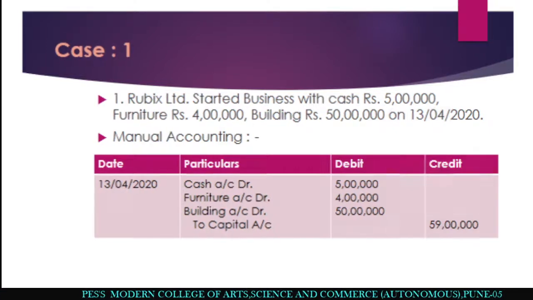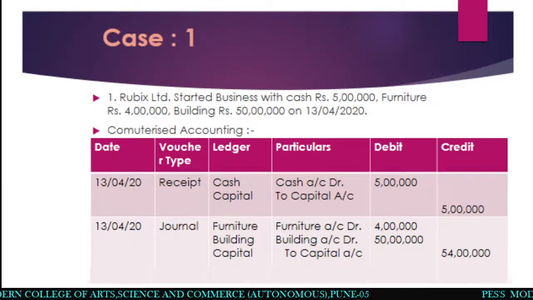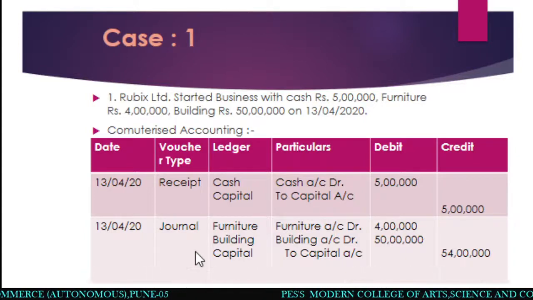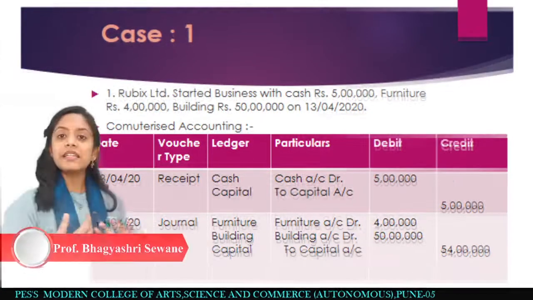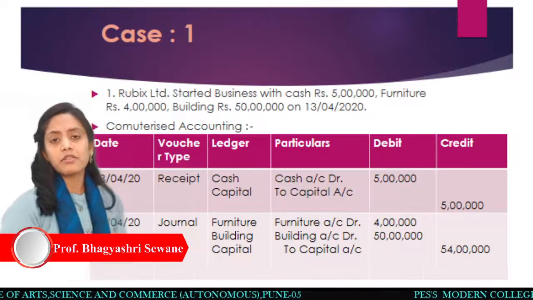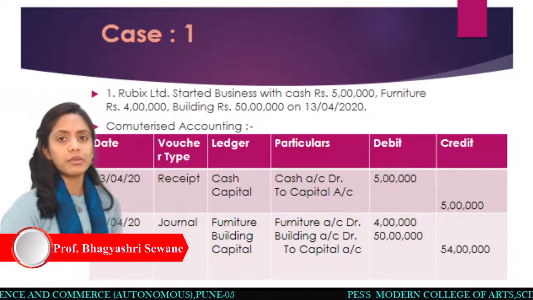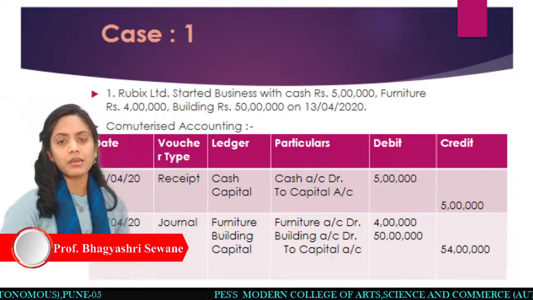But when we go to computerized accounting, how is this entry done? You can see here the different columns I have given you for the sake of your understanding. The date column I have kept the same. Then voucher type is in which voucher you are going to enter this. As we discussed in the very first session of this chapter, there are different types of vouchers: receipt, payment, contra voucher, then sales voucher, purchase voucher, debit note, credit note.